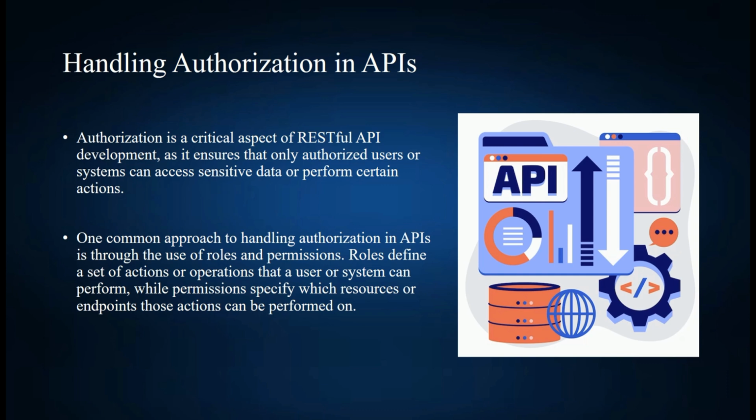Handling authorization in APIs. Authorization is a critical aspect of RESTful API development, as it ensures that only authorized users or systems can access sensitive data or perform certain actions. One common approach to handling authorization in APIs is through the use of roles and permissions. Roles define a set of actions or operations that a user or system can perform, while permissions specify which resources or endpoints those actions can be performed on.